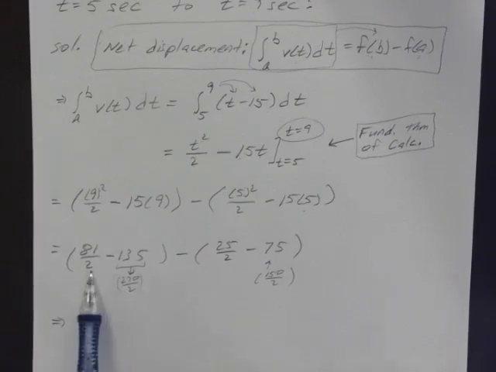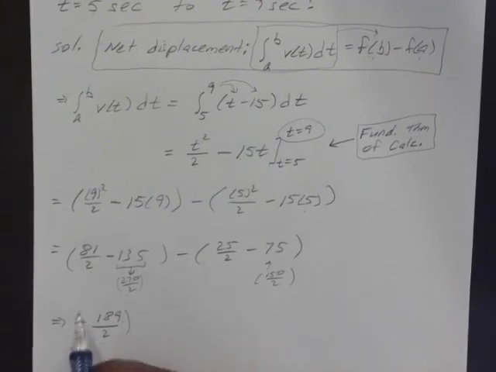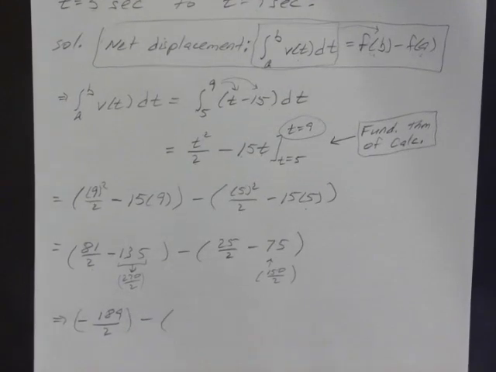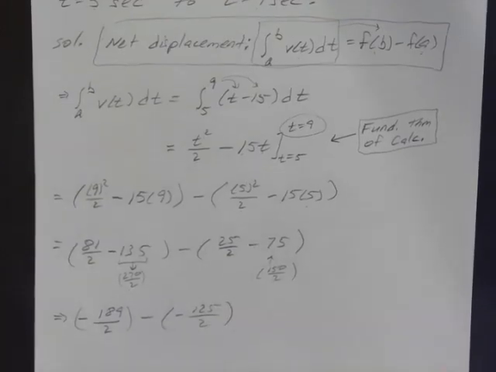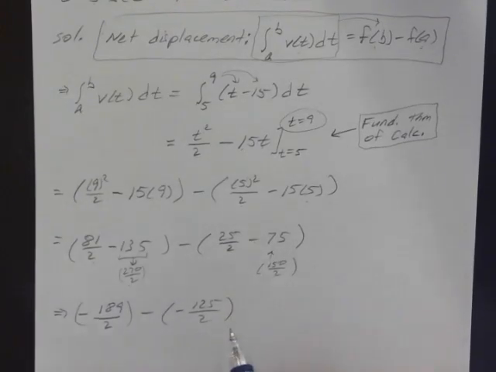So we have 81 divided by 2 minus 270 divided by 2, which is negative 189 divided by 2, minus 25 divided by 2 minus 150 divided by 2, which gives us negative 125 divided by 2. That gives us negative 64 divided by 2, which is negative 32.